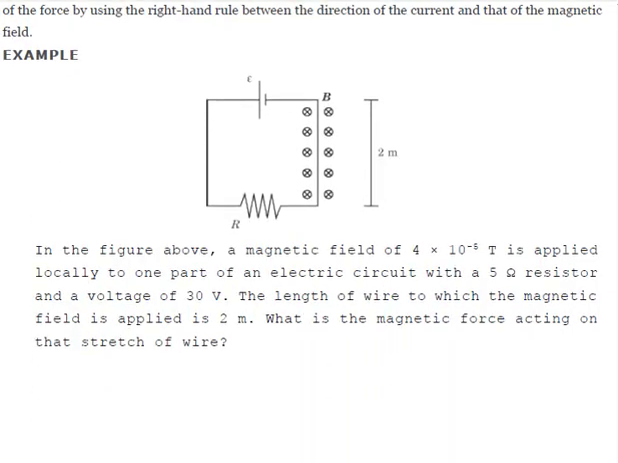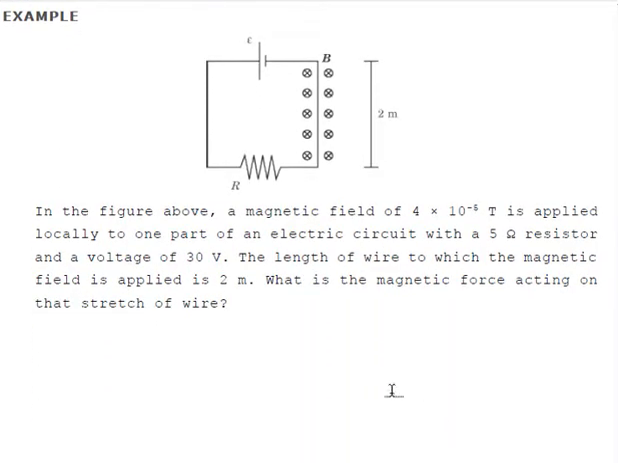Alright, example time. So in this figure above, we have a magnetic field of 4 times 10 to the minus 5 teslas, and it's being applied locally to just one part of a circuit, so just that right side. So we have a 5 ohm resistor in the circuit, a potential difference of 30 volts given by that battery, and the length of the wire where the magnetic field is applied is 2 meters. So we want to figure out what is the magnetic force just on that stretch of wire.